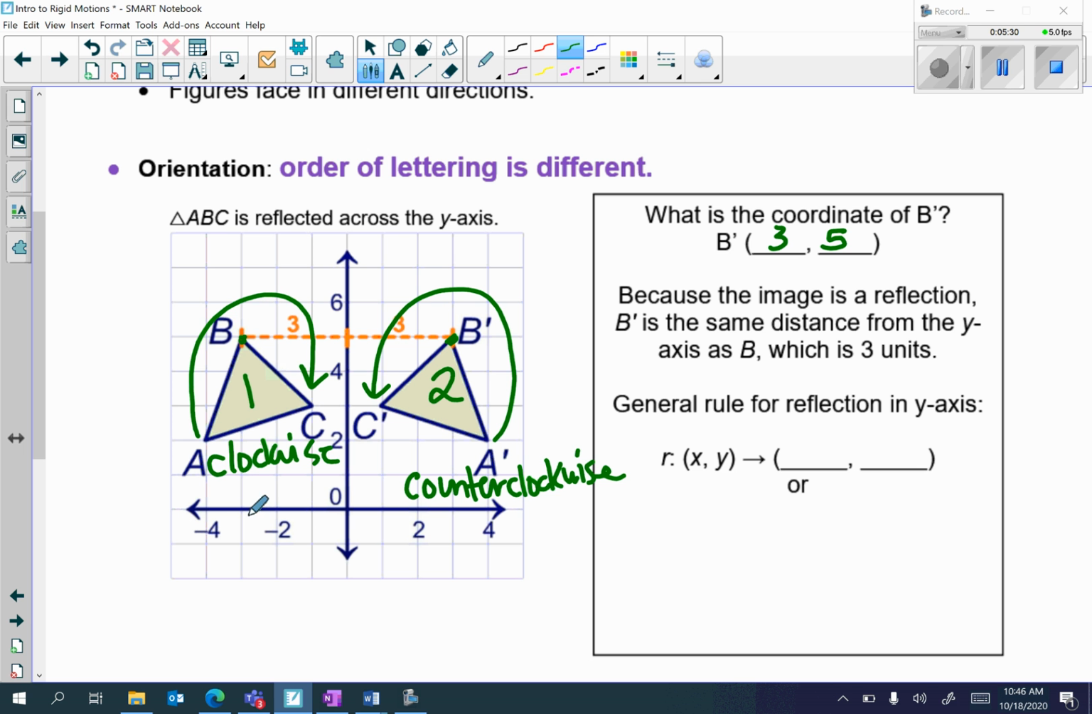B to start off with was -3, 5. Because the image is a reflection, B prime is the same distance from the y-axis as B, which is 3 units. Notice here we have 3 units from the y-axis, 3 units to the y-axis to B prime. The general rule for reflection in the y-axis is -x, y. Or we rewrite this as little r with the subscript of y-axis. So that means reflection in the y-axis.